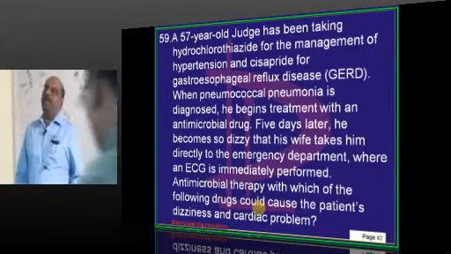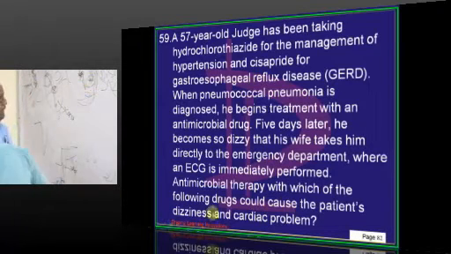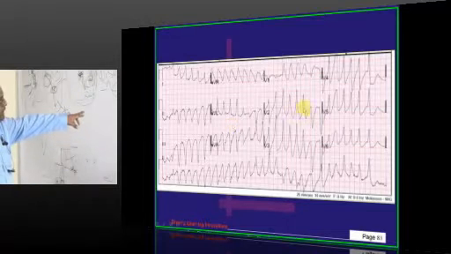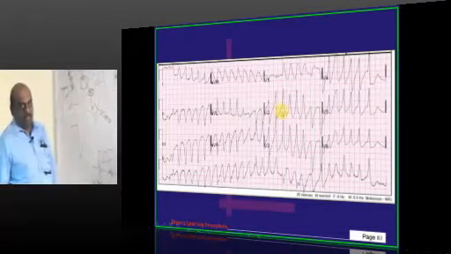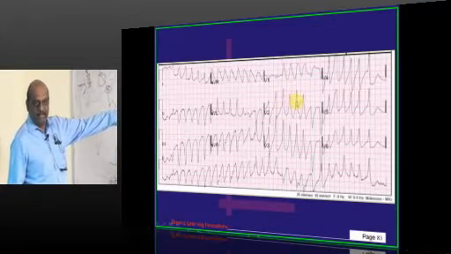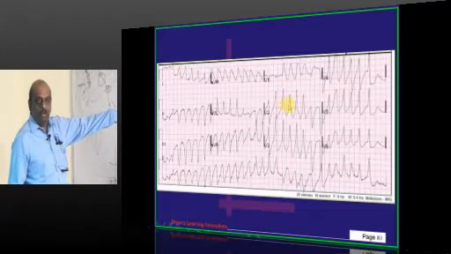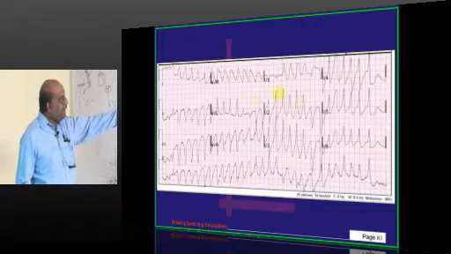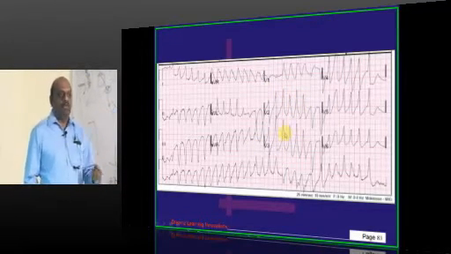A 57-year-old is receiving hydrochlorothiazide for the management of hypertension along with cisapride, and he took an antimicrobial drug. And what has happened? What is the heart rate here? Between one QRS and the other QRS, you look at how many large boxes there are, doctor. 300 divided by the number of large boxes between two QRS complexes is the heart rate. So how many large boxes are there between one QRS and the other QRS? 1.